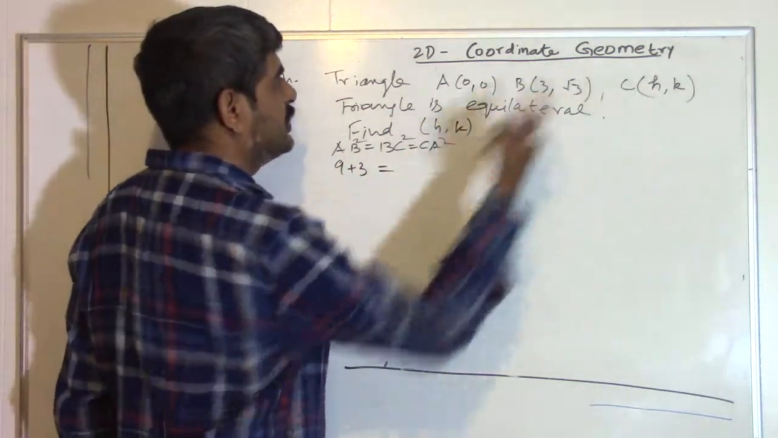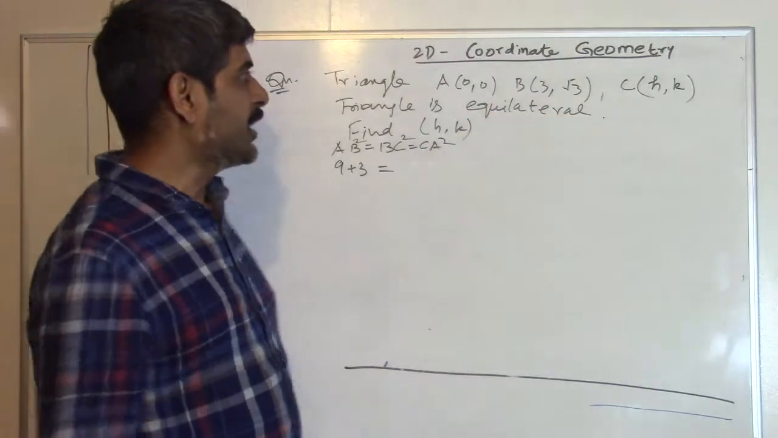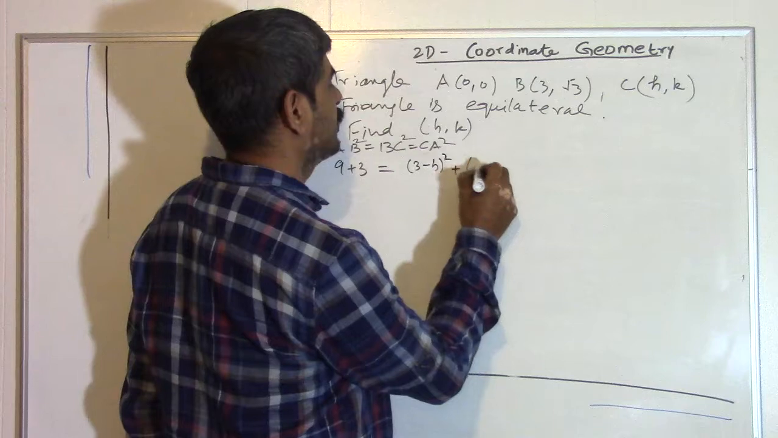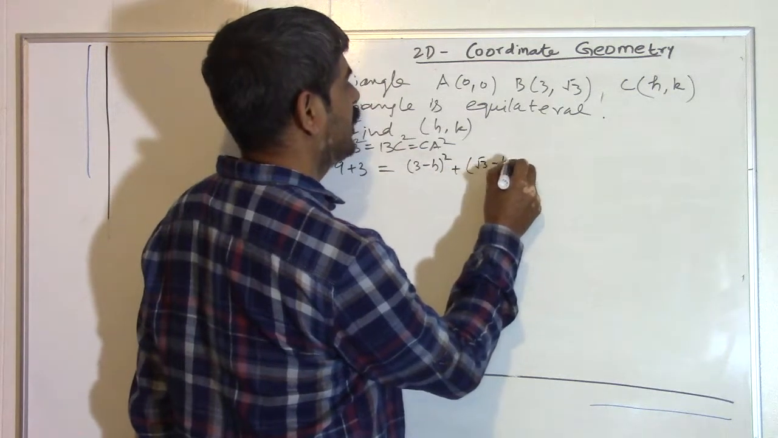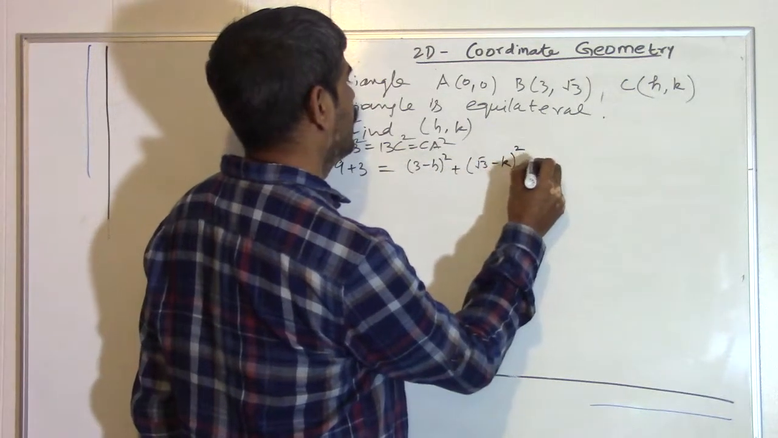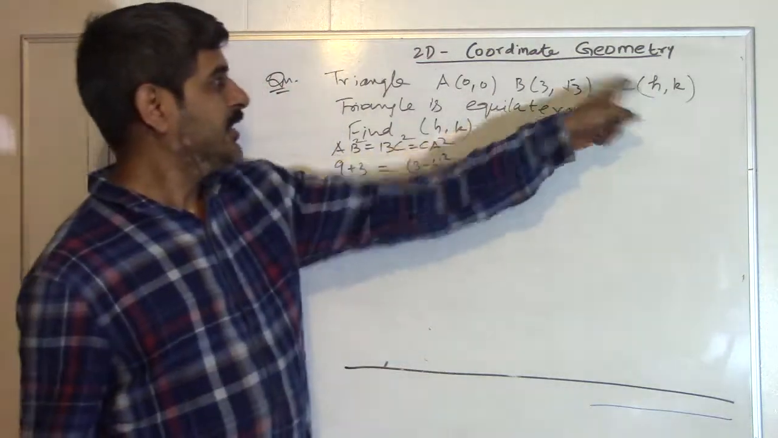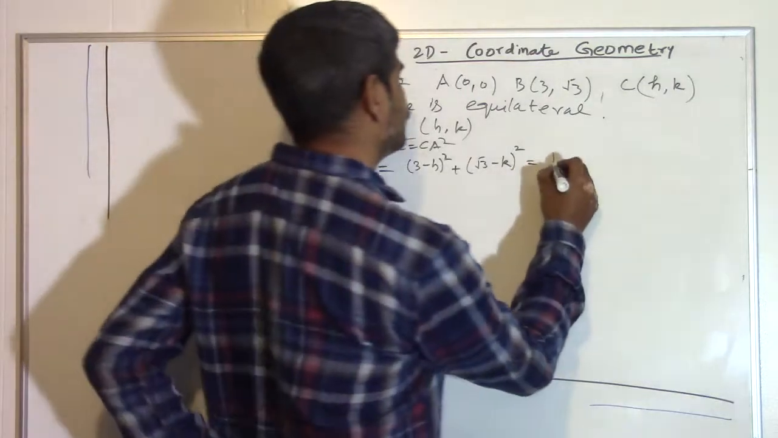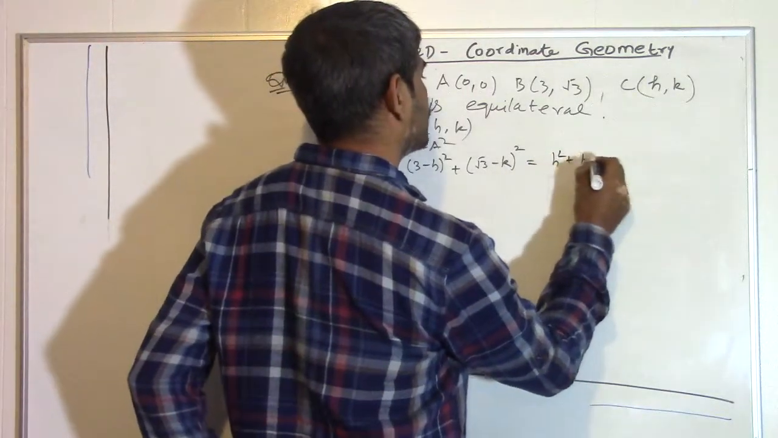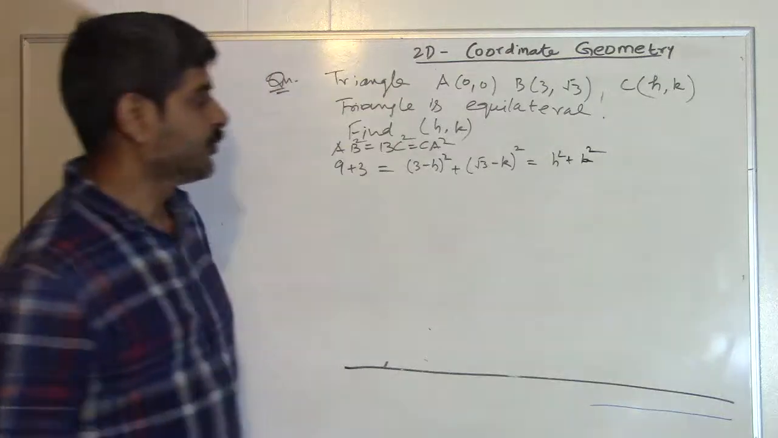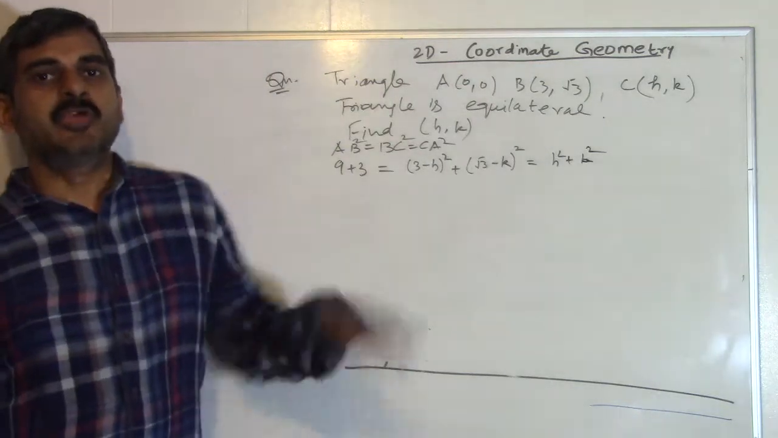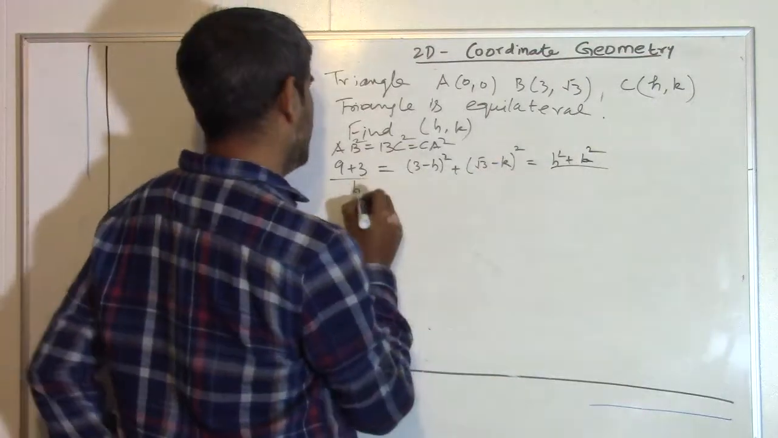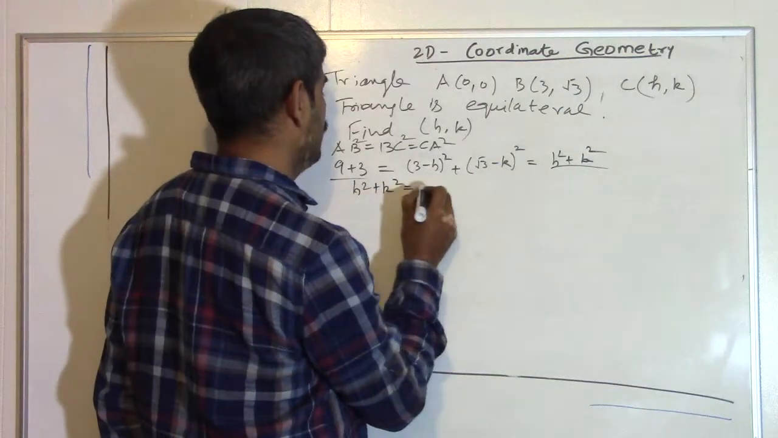What is BC square? 3 minus h whole square plus square root of 3 minus k whole square. What is CA square? Simply h square plus k square. So from this we get two equations. If I equate this with this, I get one equation, h square plus k square is equal to 12.